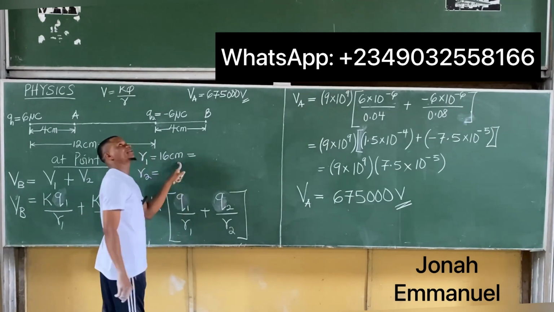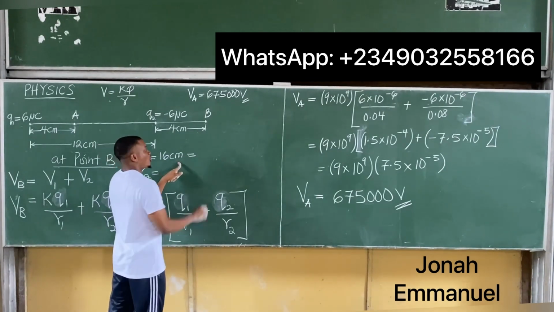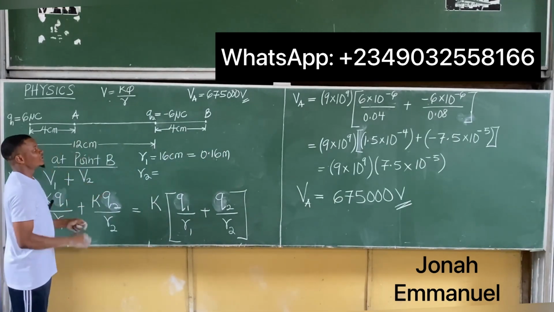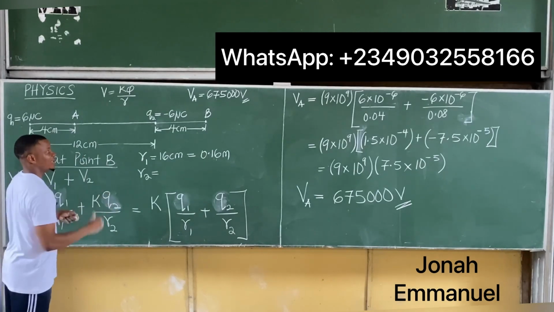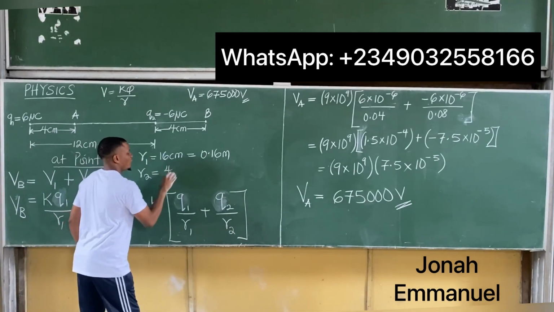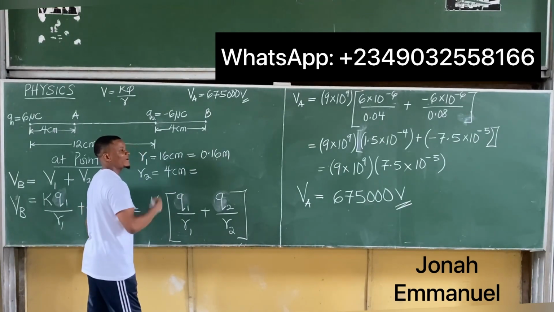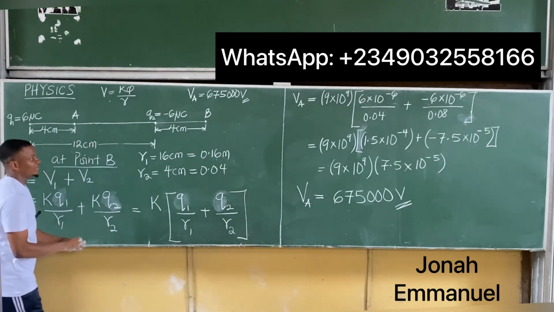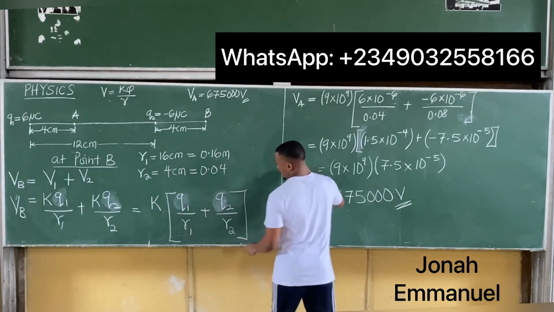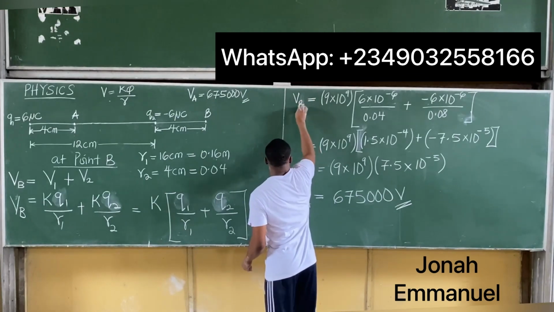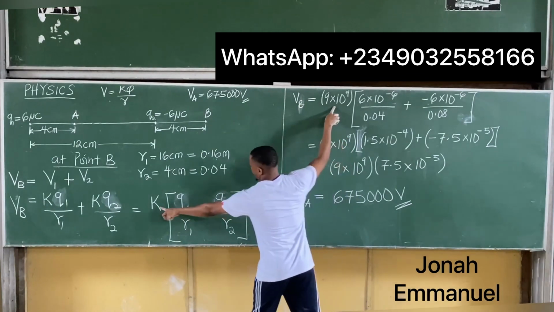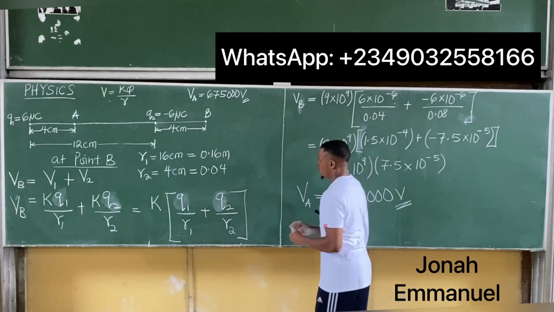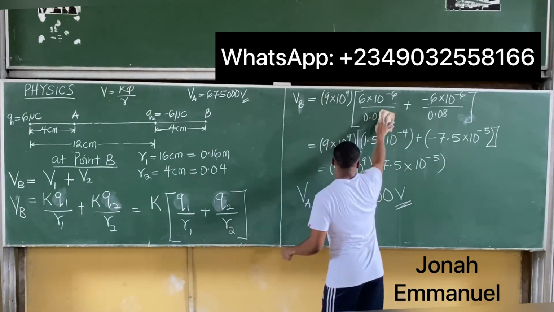Convert to meters. Divide by 100. I have 0.16 meters. R2, the distance from Q2 to point B. How many? I'm having 4 cm. Convert to meters, divide by 100: 0.04. The same formula and everything. So VB now is equal to K, Q1, all over R1. R1 is now 0.16.